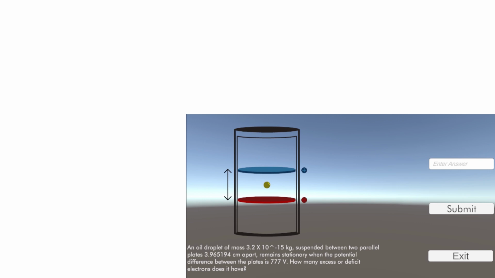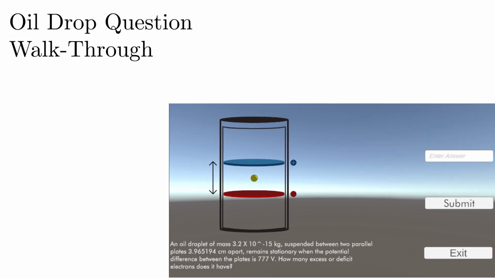Okay, let's solve a sample oil drop question from our game. Let's examine our givens. We know that the mass of the droplet is 3.2 times 10 to the negative 15 kilograms. The distance between the plates is approximately 3.965 times 10 centimeters apart, and the potential difference between the plates is 777 volts. Additionally, we can put the distance in terms of meters and say that the plates are 3.965 times 10 to the negative 2 meters apart.